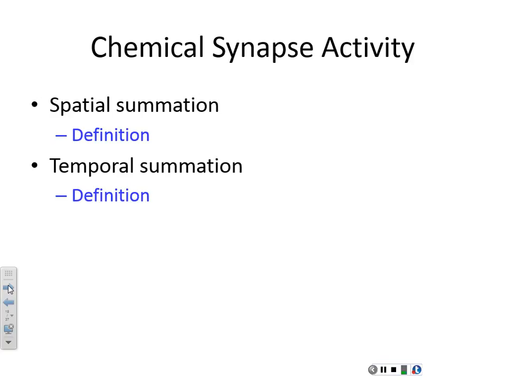Okay, and then they can be summated to reach threshold. Then you have an action potential. So two or more neurons fire simultaneously at the same time. Okay? That's spatial. Temporal. What is temporal?